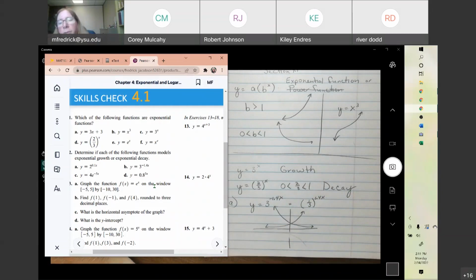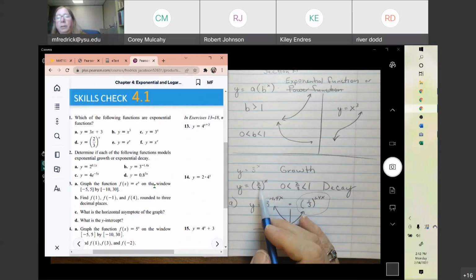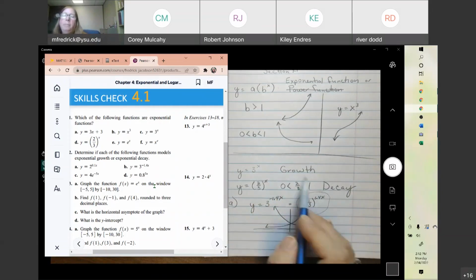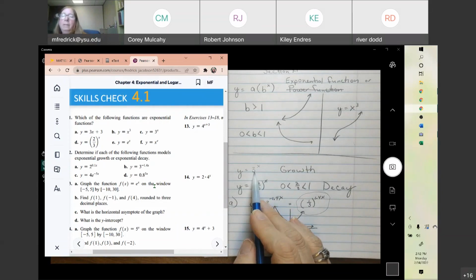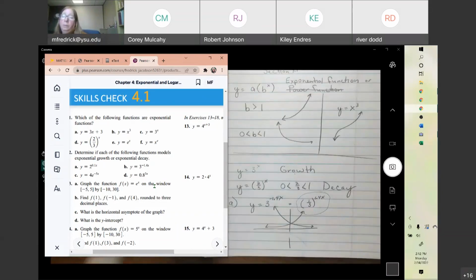Now, I wouldn't trick you on the test and throw that in there. I wouldn't put the negative in the exponent. I want to just make sure you know that if it's between 0 and 1, it's a decay. If it's greater than 1, it's a growth. Any questions so far?